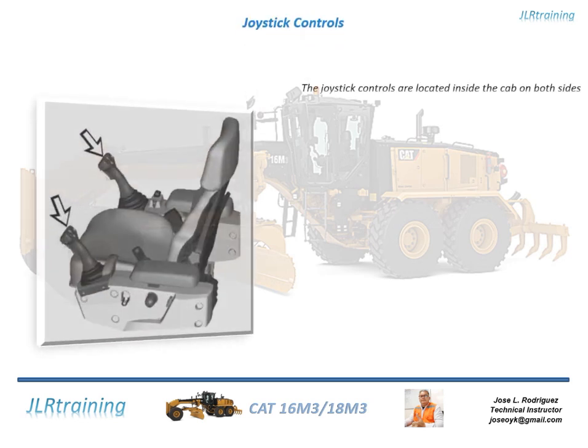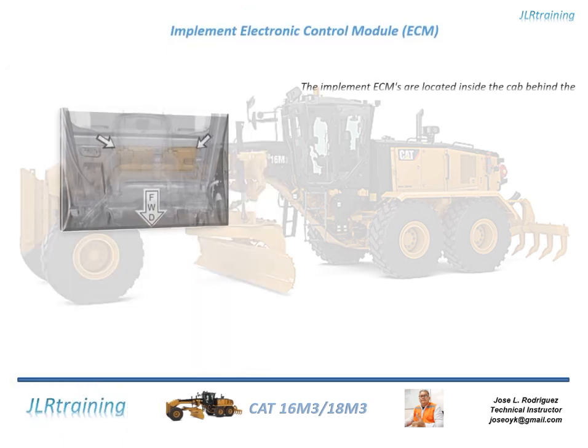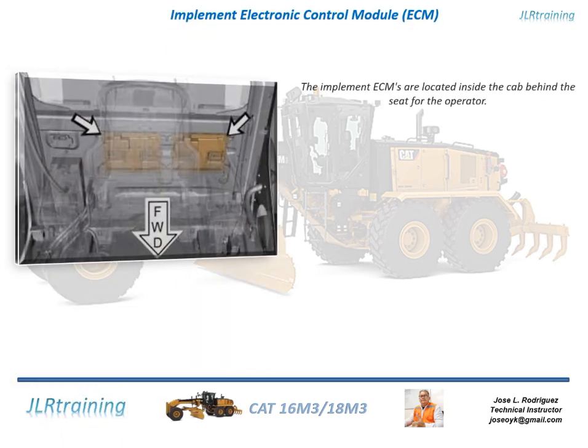Joystick controls. The joystick controls are located inside the cab on both sides of the seat for the operator. The joystick controls send an electrical signal to the solenoids of the hydraulic system. Implement electronic control module, ECM. The implement ECM is located inside the cab behind the seat for the operator.